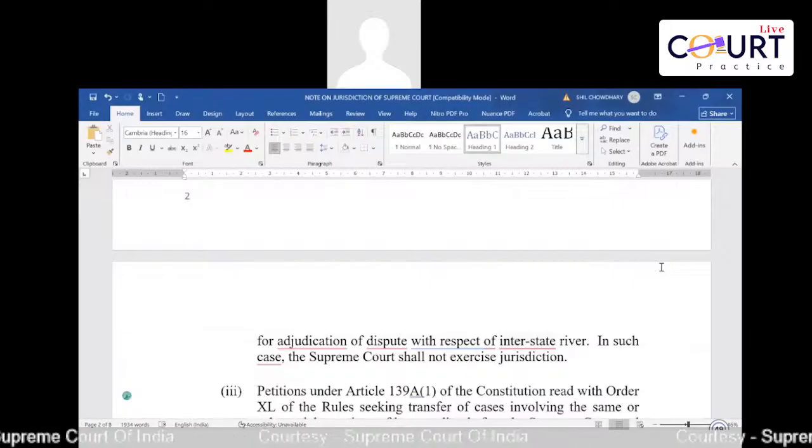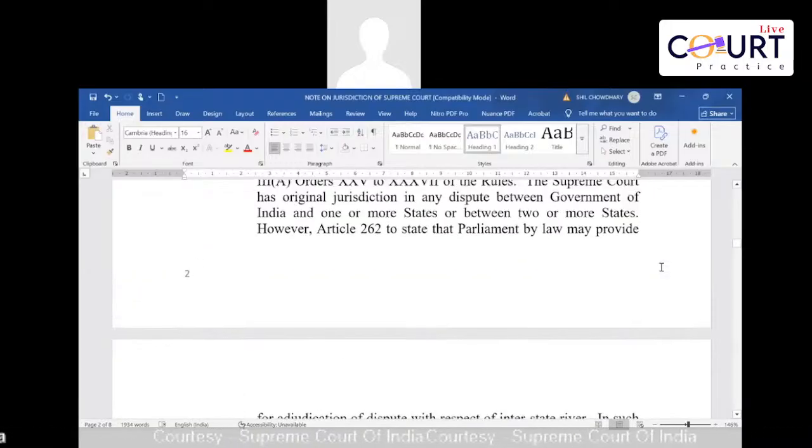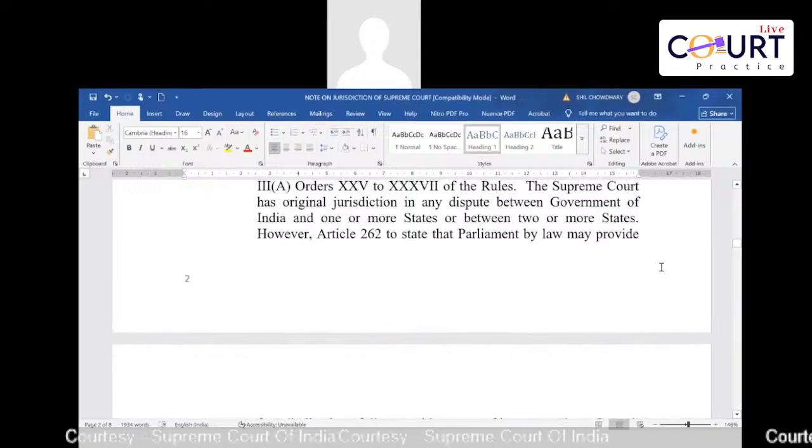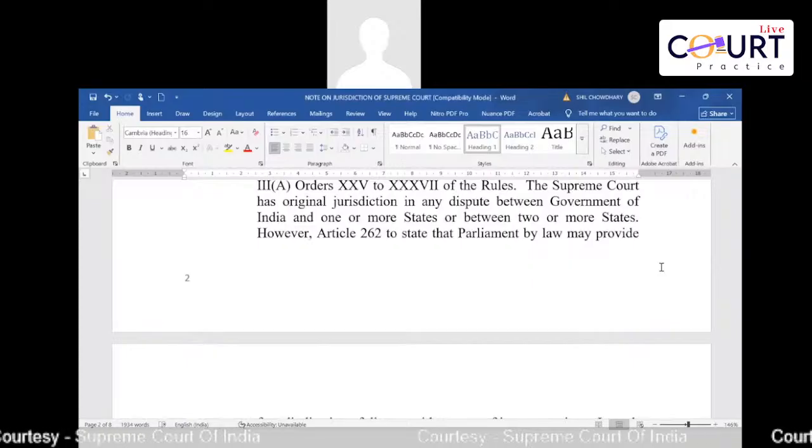Similarly, the State of Kerala had challenged the Citizenship Amendment Act before the Supreme Court by way of original jurisdiction, which was held to be maintainable. So it is not just a dispute between the Government of India and a state, it also includes a challenge to a statutory provision or a statute by a state against the Union of India.